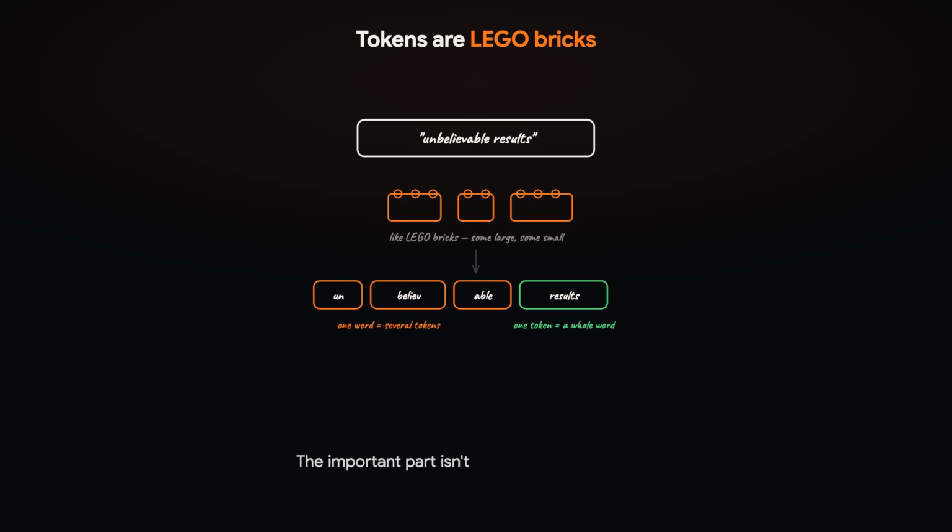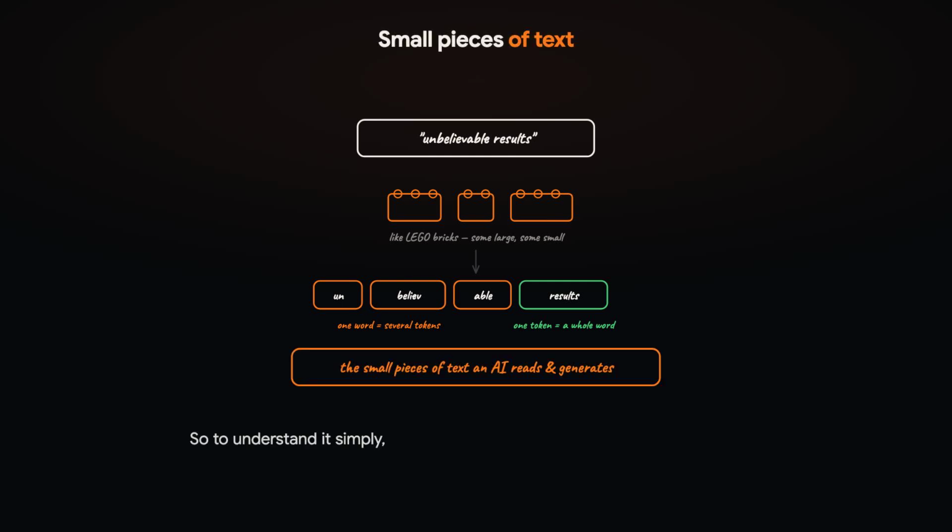The important part isn't exactly how they're split. The important part is that tokens are the small building blocks the AI works with. If the AI is reading a sentence, it's really reading lots of tiny pieces, one after another. So to understand it simply, tokens are the small pieces of text an AI reads and generates.